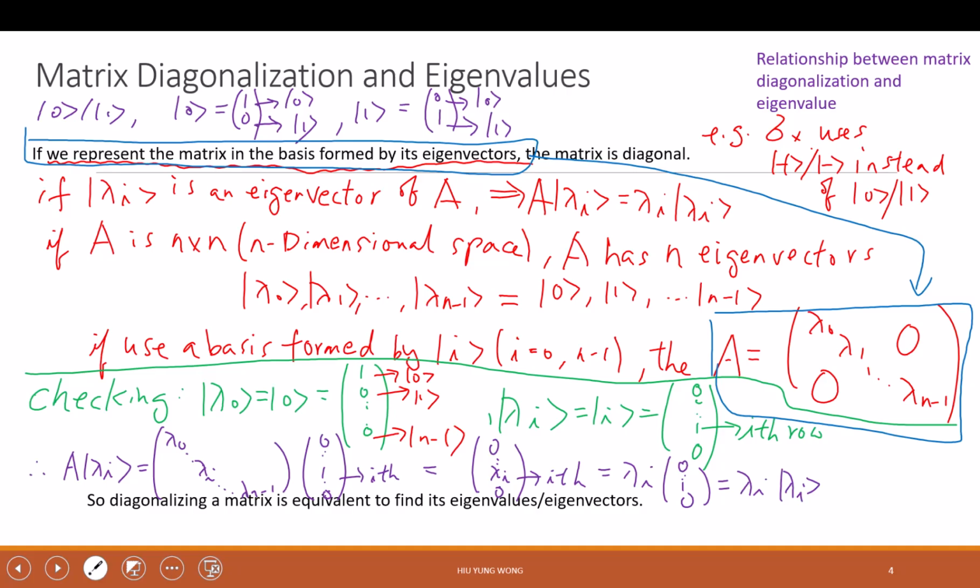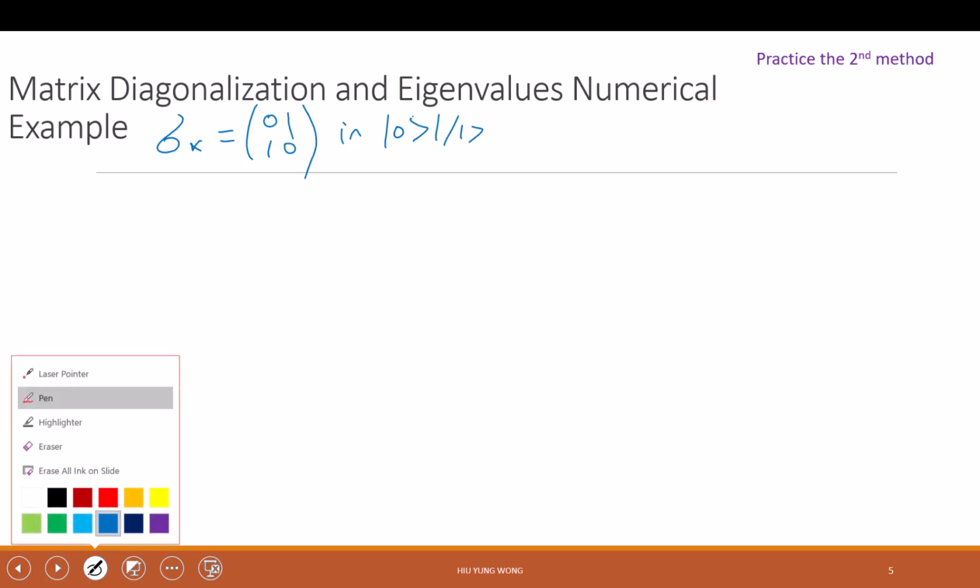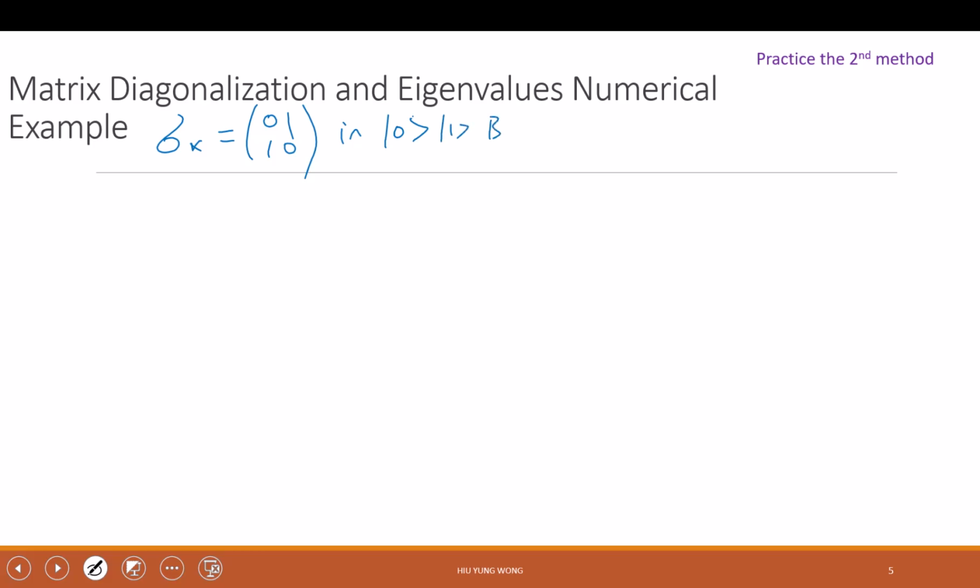Now, I know it's not easy, but let's do an example. So let's consider sigma x. Does anyone remember what the matrix of sigma x is? 0, 1, 1, 0. Good. When I write this from now on, you should know what basis you are using. What basis are we using? The 0, 1 basis. Maybe I should not confuse you, let me just call it the 0, 1 basis.